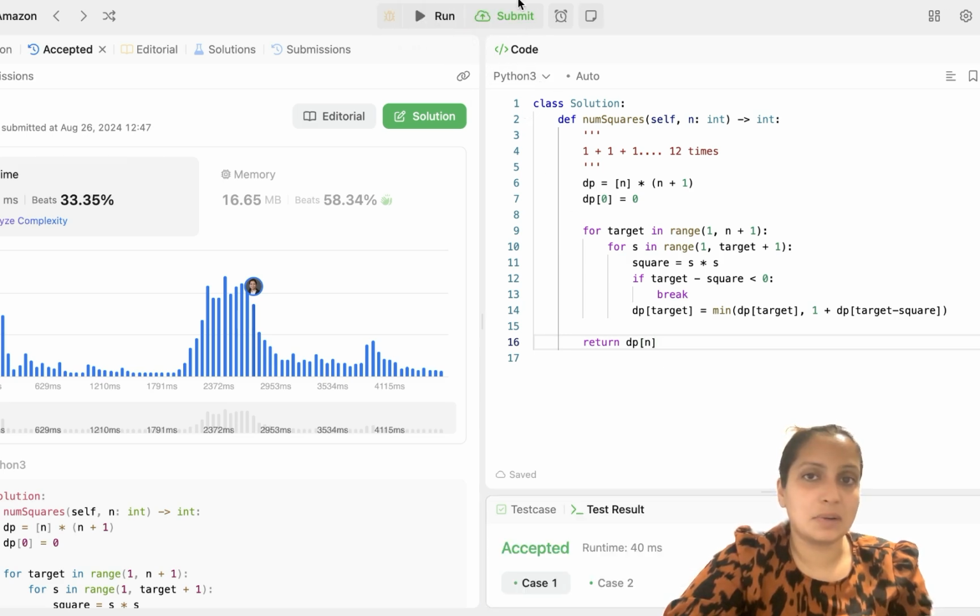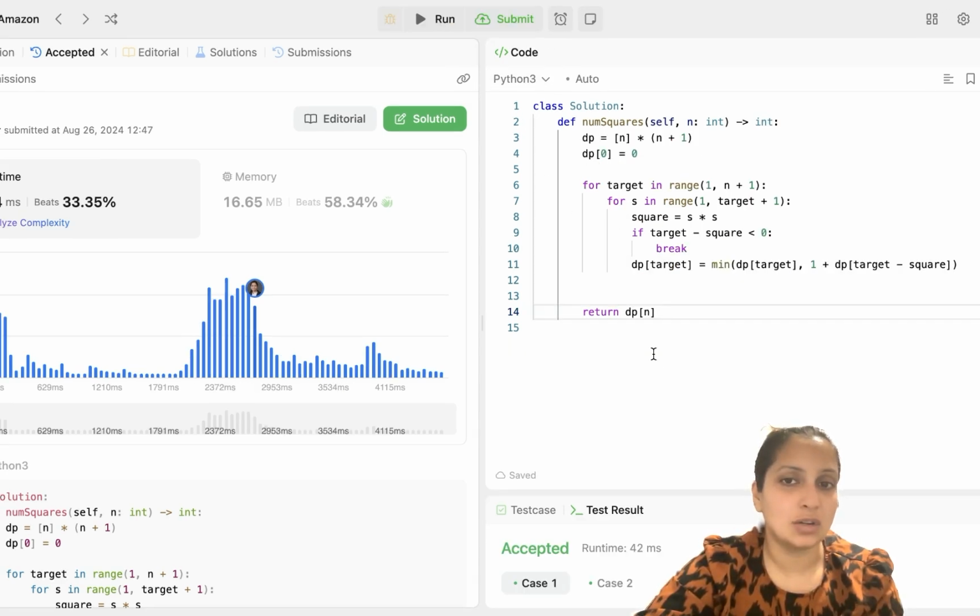It is accepted. Let's submit. And that's my entire solution. Time complexity, again, I would repeat, is O of n times root n. I hope it is clear to you.